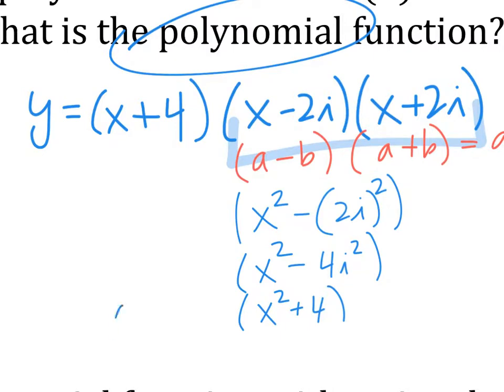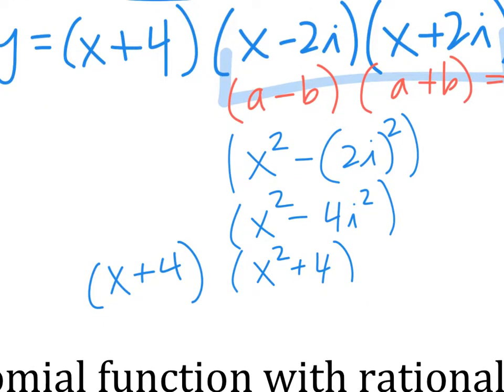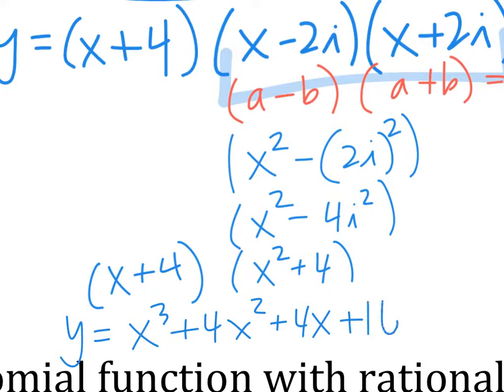And then we still have the x plus 4 in the front. There are no more shortcuts. You just have to FOIL. So go ahead and FOIL and write the answer in polynomial form. The answer is x cubed plus 4x squared plus 4x plus 16.